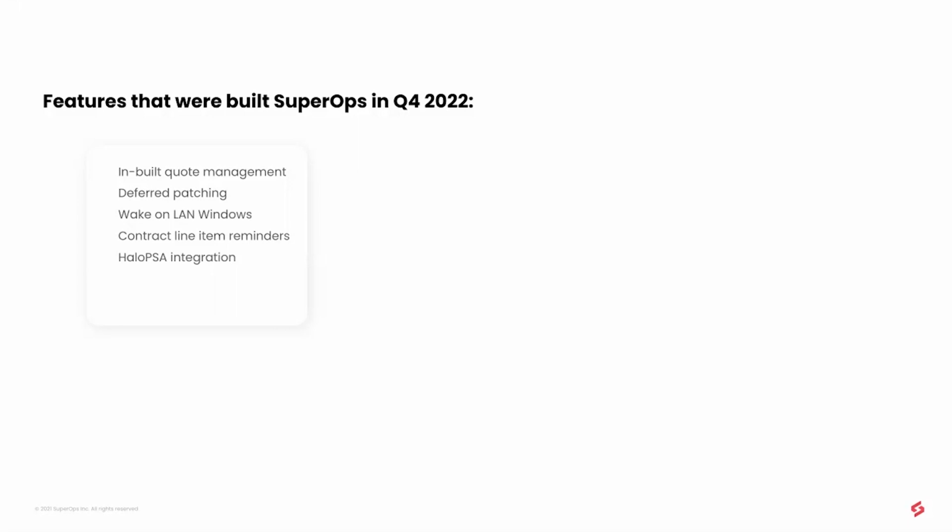So we've built that. We've also had requests for deferred patching. We've built that as well. And Wake on LAN for Windows is also a request that we've received from our customers. We've built that as well. And we've also added a reminder for the contract line items. And we have also enabled the HaloPSA integration. So we're going to see a demo of all of these functionalities right away.